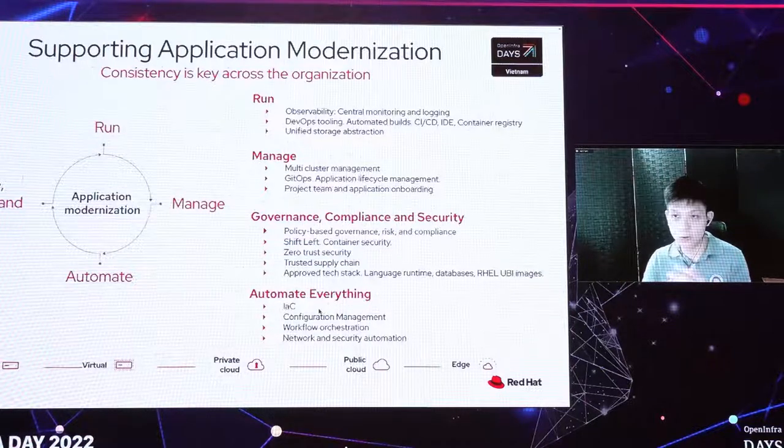Then, of course, it's back to the IaC concept where we want to automate everything, making sure that there's workflow orchestration, you do config management, and having this whole thing come together to ensure that we are able to achieve application modernization, which is what a lot of customers and organizations are looking for these days. And these are the eight ways in which we can ensure that everything is working and being built the way that we expect it to be.